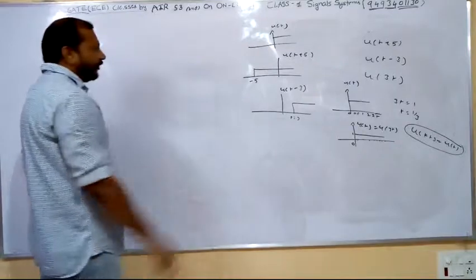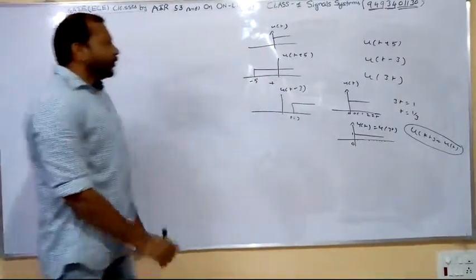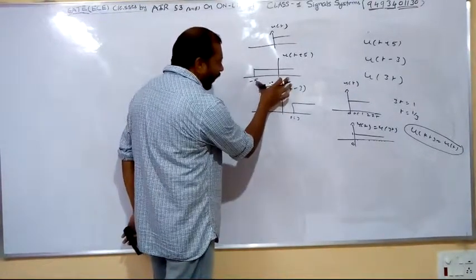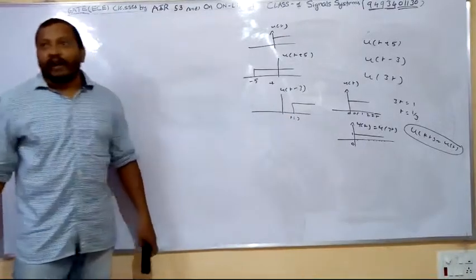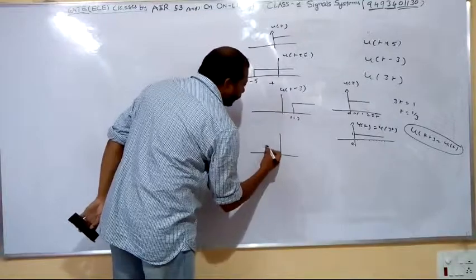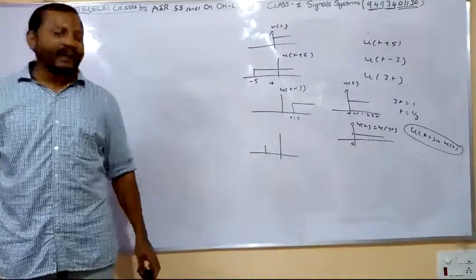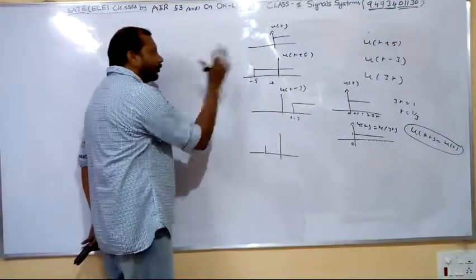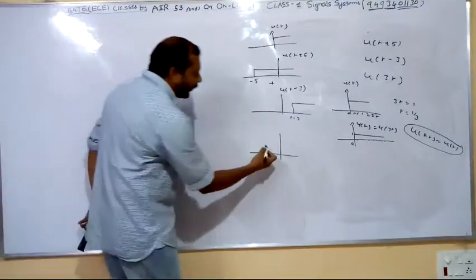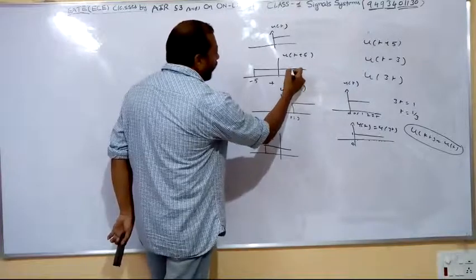Now add these two signals, u of t plus 5 plus u of t minus 3. What will happen? From minus 5 to 3, this value is equal to 1, and here from minus 5 to 3 this value is equal to 0. So from minus 5 to 3 the value is equal to 1 only. How can you add? Simply add the amplitudes at the corresponding instances. At t equal to minus 5 this amplitude is equal to 0. So the corresponding value is equal to 1 up to 3, and at 3 you have this value equal to 1.